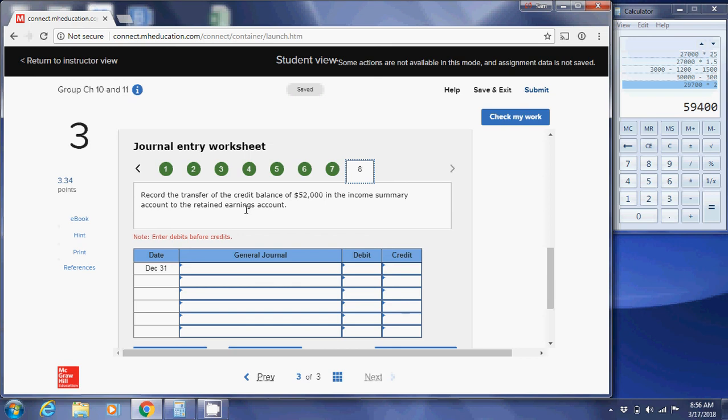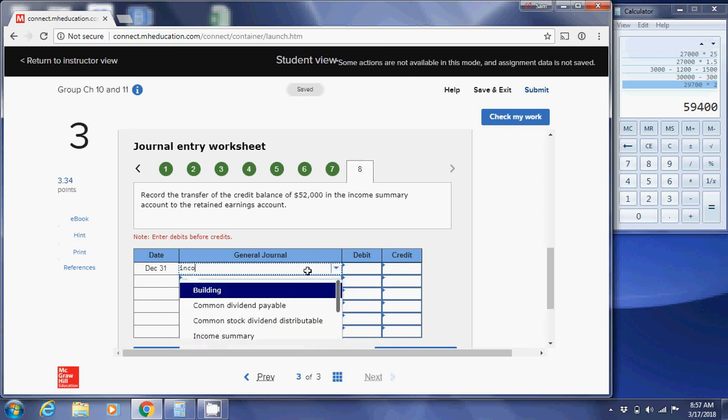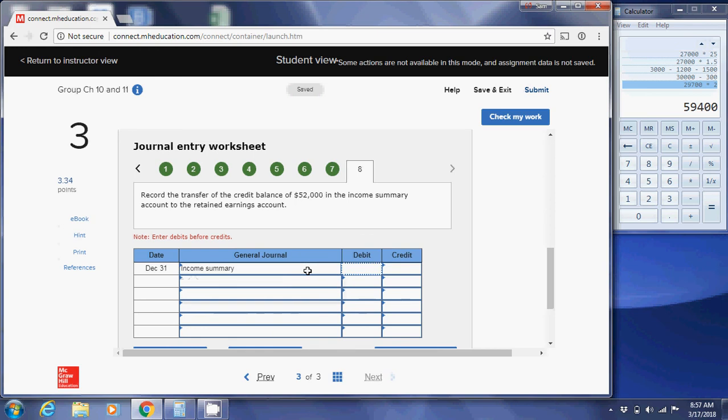And then the last thing that you have to do is just take that balance out of income summary and put it into retained earnings. But even if you didn't remember all that, it says record the transfer of the credit balance of $52,000 in income summary out to the retained earnings account. Well, if it has a credit balance of $52,000 and I want it gone, that means I need to debit that account. So income summary gets a debit for $52,000.